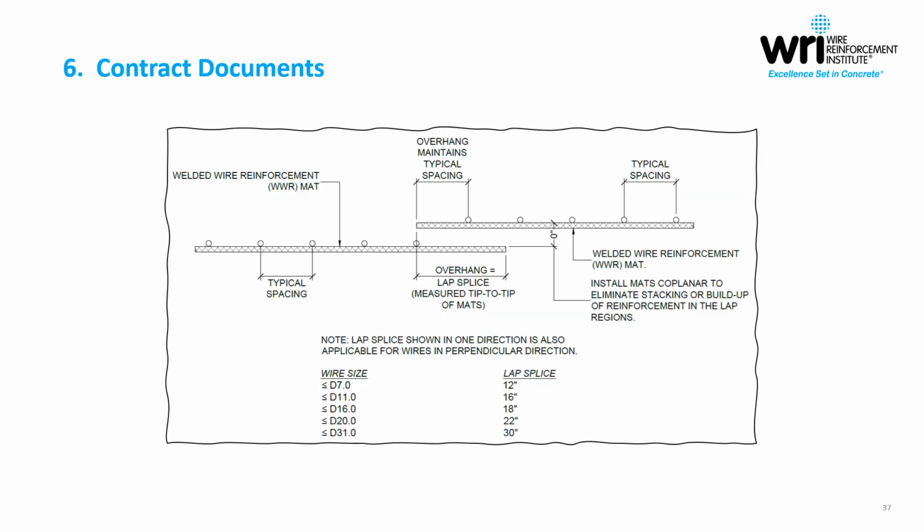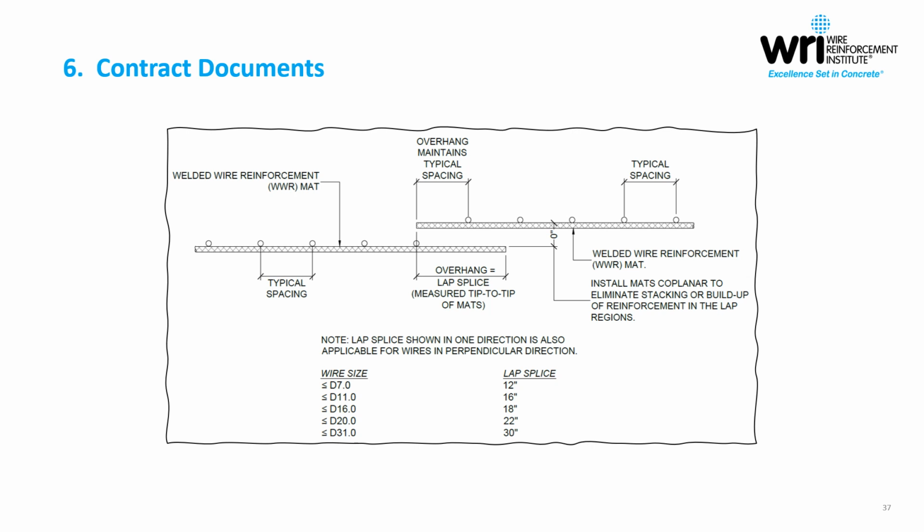And then just moving on, contract documents still, it's a good idea to include a lap splice detail for welded wire reinforcement. This is a lap splice detail with a kind of quasi schedule down the bottom. The engineer grouped wire sizes and then assigned lap splices based on those groupings. Note that this detail shows that the lap splice is measured from tip to tip of the adjoining mats.